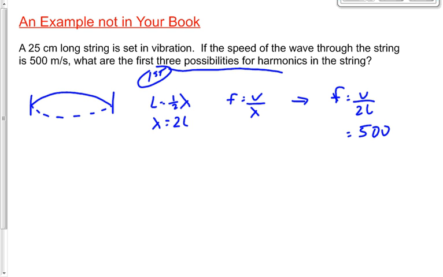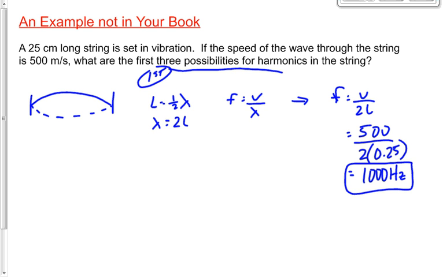500 divided by 2 times 0.25. 500 divided by 0.5. What's that going to give me? So the fundamental frequency that would be produced here when I pluck this elastic would be 1,000 hertz.